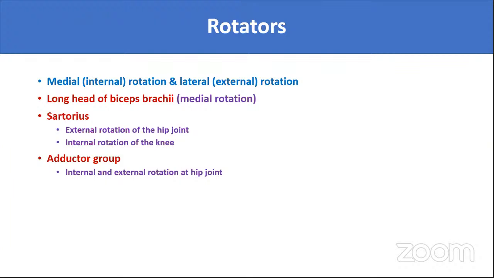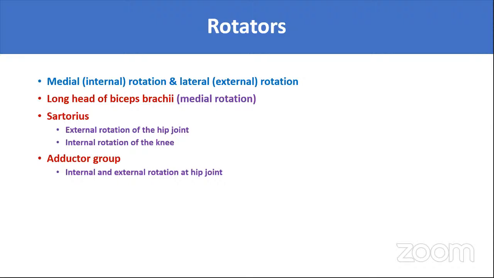Now let us see the rotators. Rotators are the muscles which bring about rotation. It may be medial rotation or lateral rotation. Medial rotation is also called internal rotation or inward rotation, whereas lateral rotation is also called external rotation or outward rotation. So these are some of the examples, like the long head of biceps brachii, it brings about medial rotation. Sartorius brings about external rotation at the hip joint, whereas internal rotation at the knee joint.